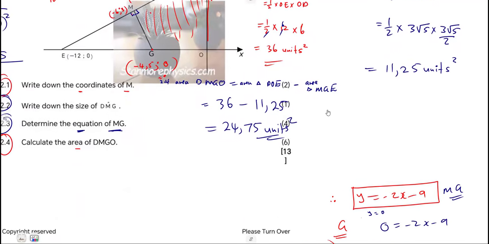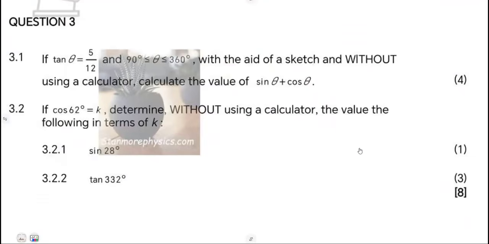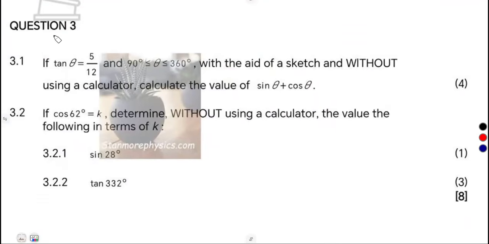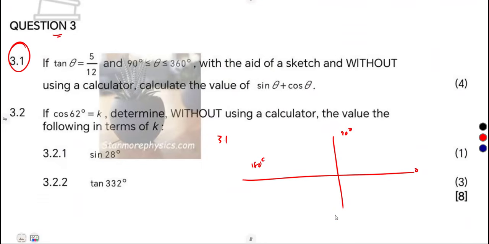All right. Let us see from here, we have got question number 3, where we are given 3.1. The tan of theta is 5/12, and our theta is supposed to be taken from 90 to 360 degrees. So from 90 degrees, remember that's 0, 90, 180, 270, 360 degrees. So from 90 to 360, we are considering the second, the third, and the fourth quadrant.